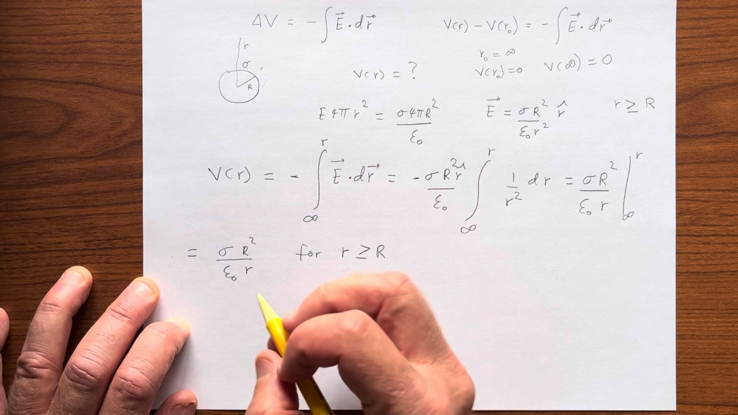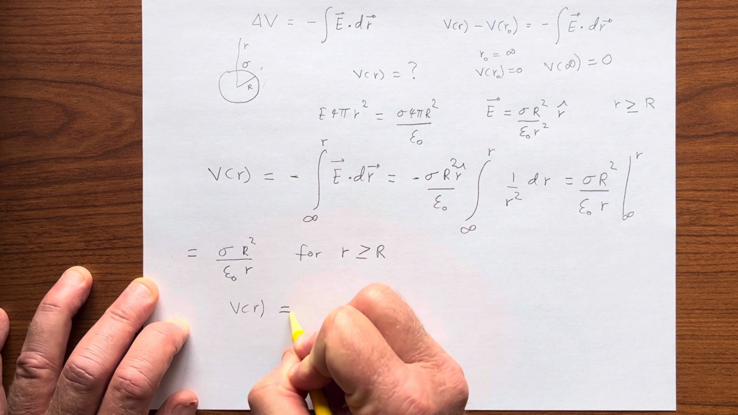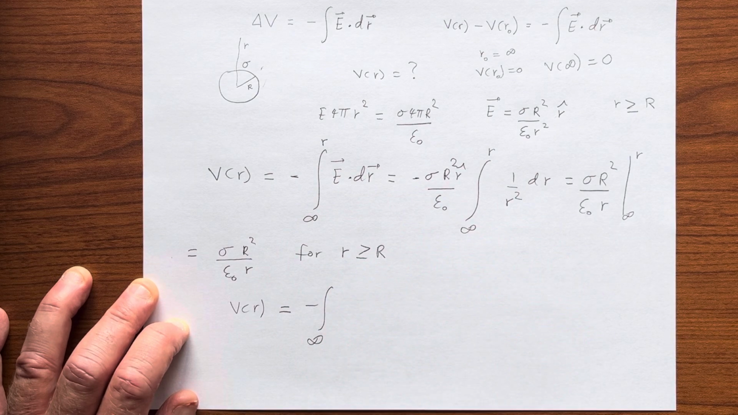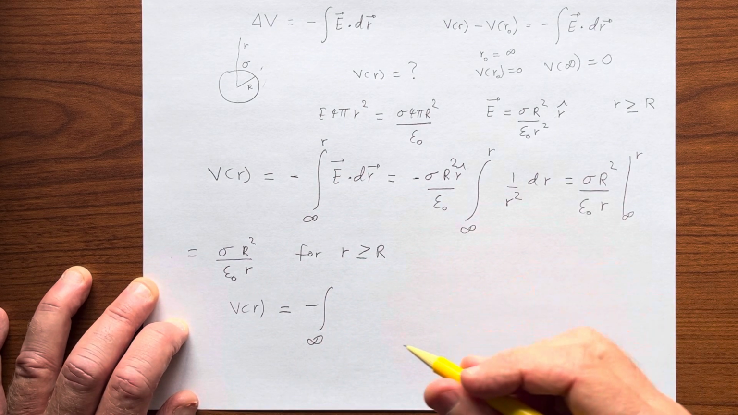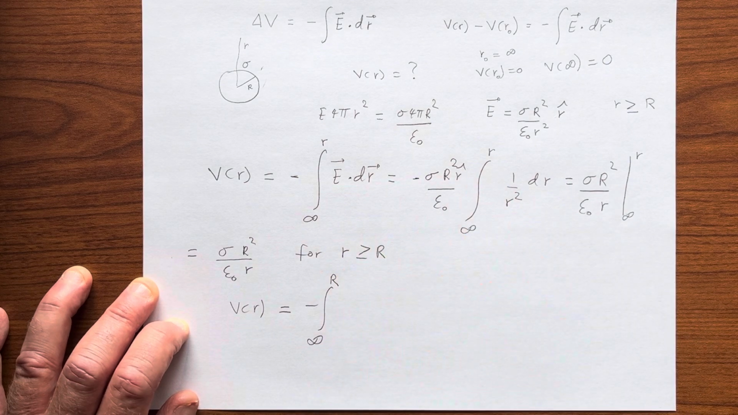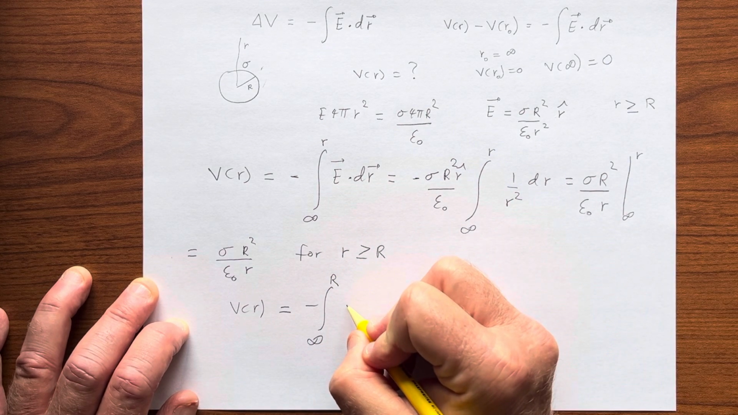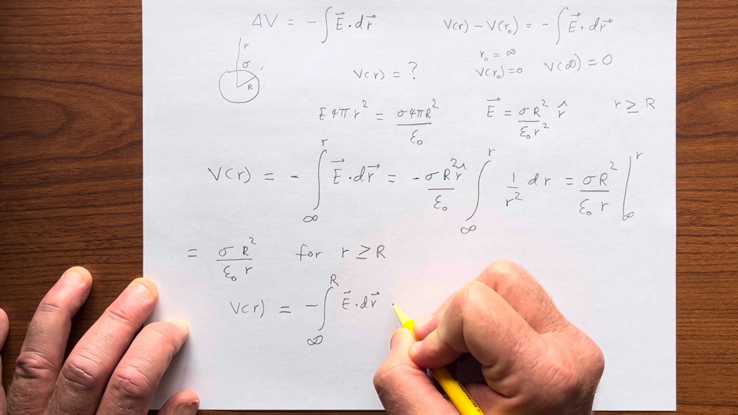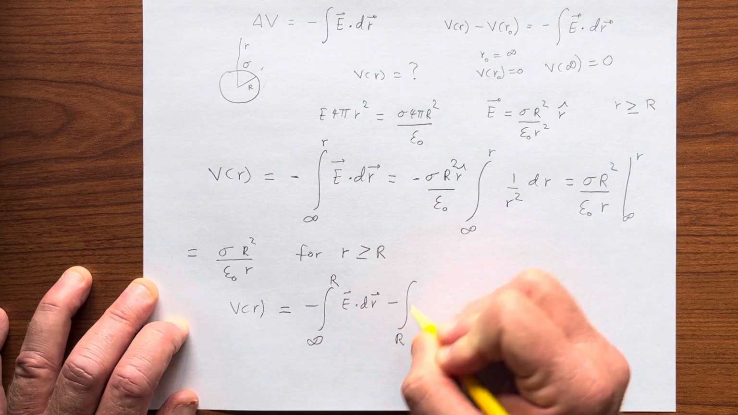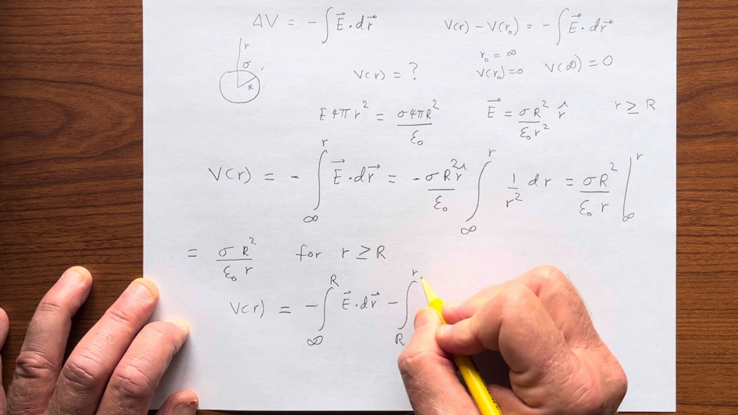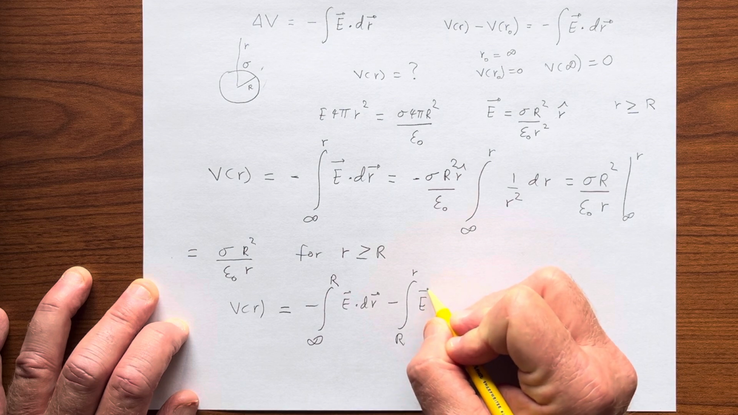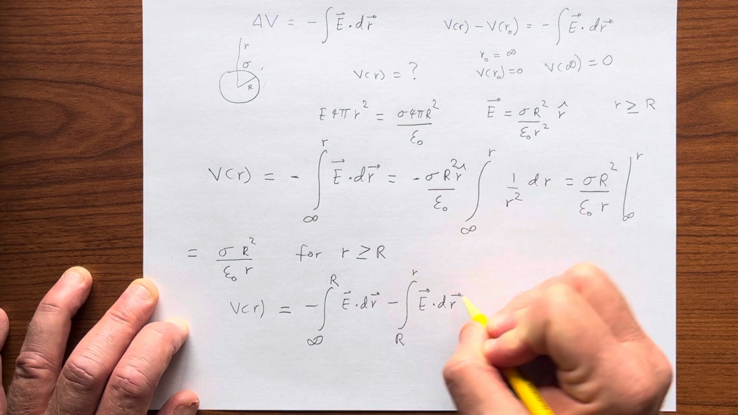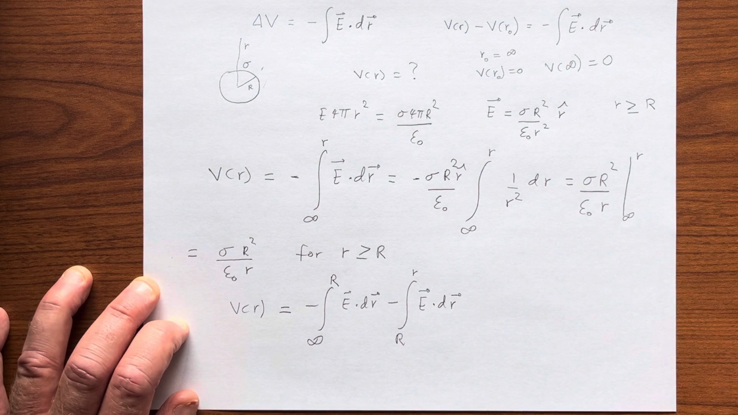If we want the electric potential inside the shell, V of r is going to be minus the integral from infinity to R of E dot dr, because we have to integrate all the way to the shell, plus a term that involves from R to little r, where little r is now inside of the shell. So this little r is less than capital R. We have two terms, and we have to continue to integrate all the way to little r inside the shell.